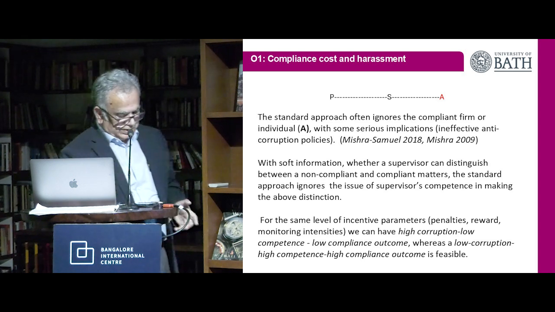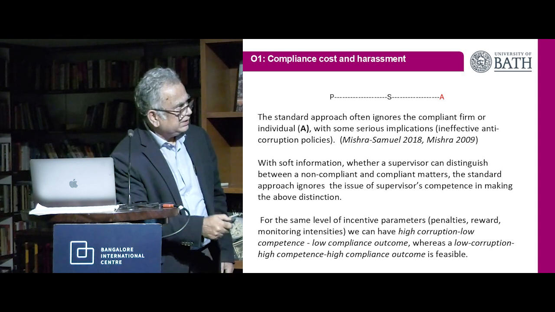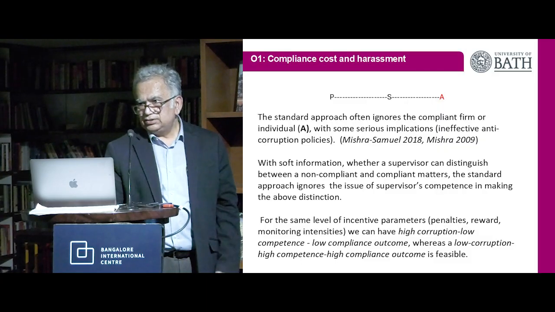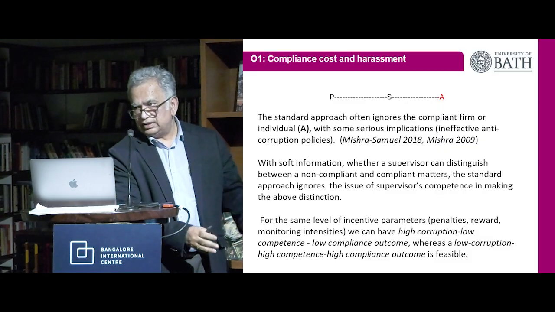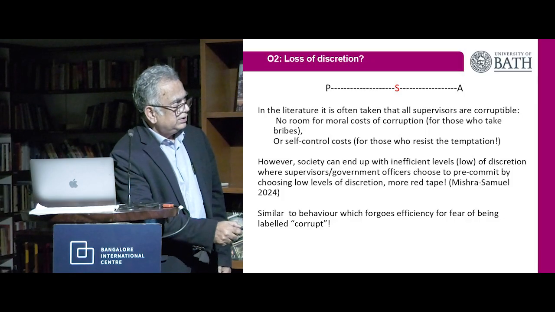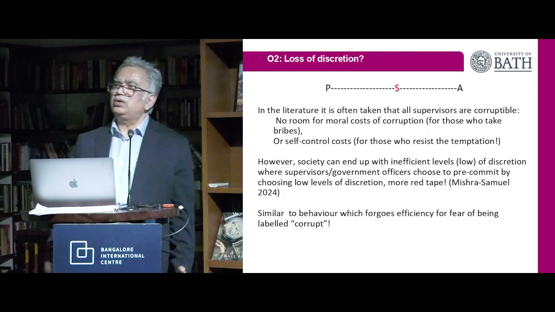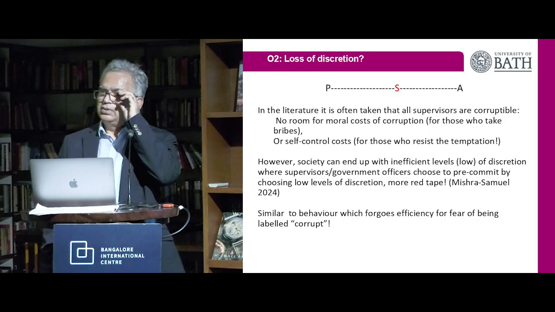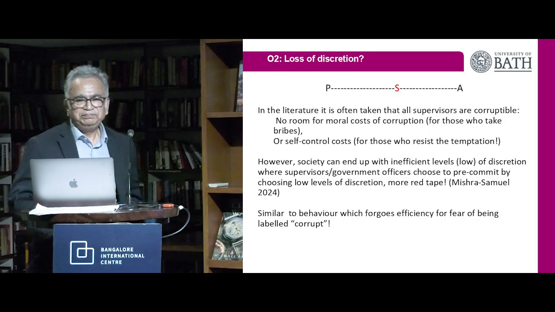Remember here you can see the red of A. So I'm introducing heterogeneity there. In the sense of taxpayers, I'm assuming some are honest. Now let me move on and introduce heterogeneity here. Not all supervisors are dishonest to the core or corruptible to the core. There are some honest people.